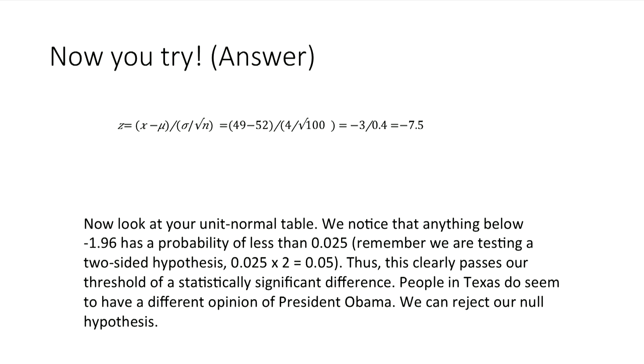In this case, what we're trying to test is whether or not there is a big difference between the overall population and the population of Texas. So we take 49, which is what we got in our sample, minus 52, which is what we think the overall population looks like. And then we divide by 4 over the square root of 100. When we do this, we get a result of negative 7.5. If you look at your normal distribution table, anything below negative 1.96 has a probability less than 0.025, and 0.025 times 2 is 0.05. Thus, clearly this passes our threshold for statistical significance. People in Texas do seem to have a different opinion of President Obama, and we can reject our null hypothesis.